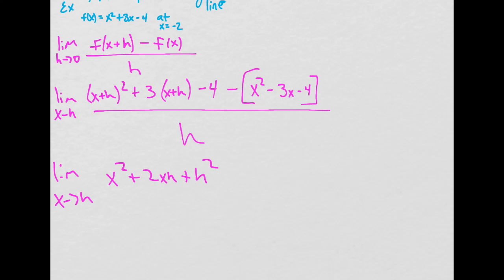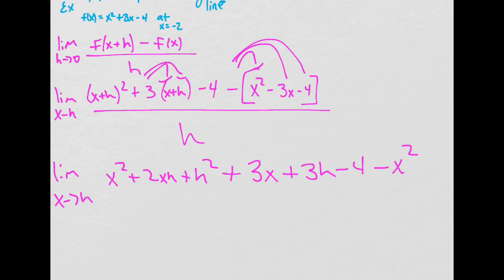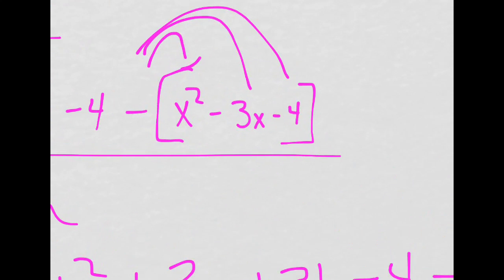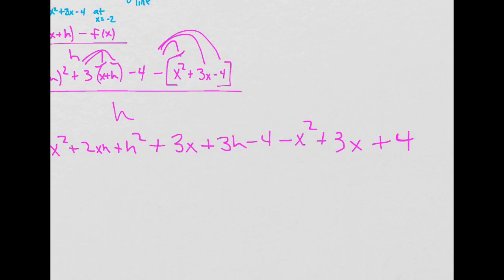Then I just got to distribute this 3 out to the x and the h. So that's plus 3x plus 3h minus 4 in here, and then I got to distribute this minus sign out to everything. So it's going to be minus x squared minus 3x. Oh, yeah, sorry. Plus 3x plus 4. Is it minus? It's plus up here. This should be plus. So this one would be minus. I just skipped it.